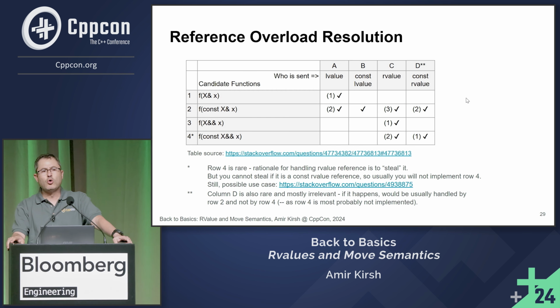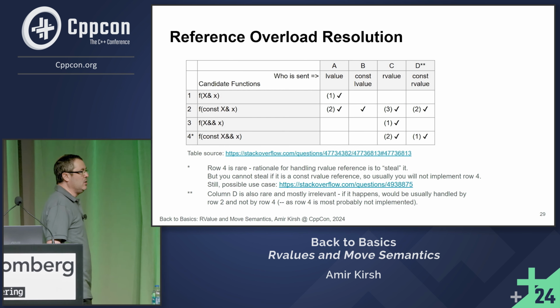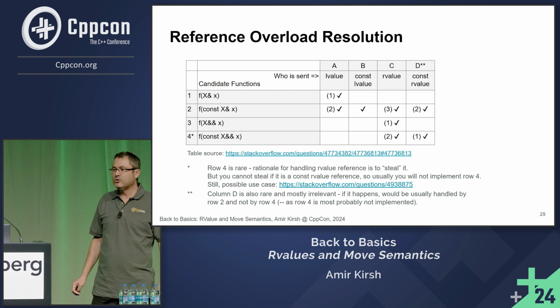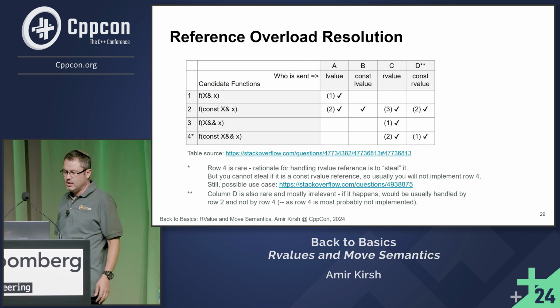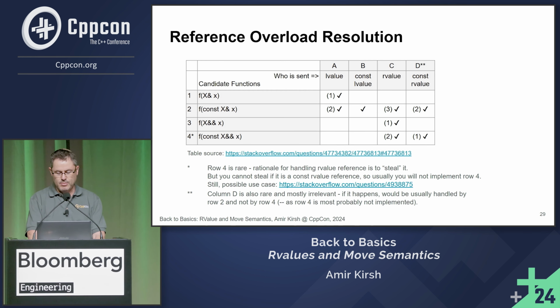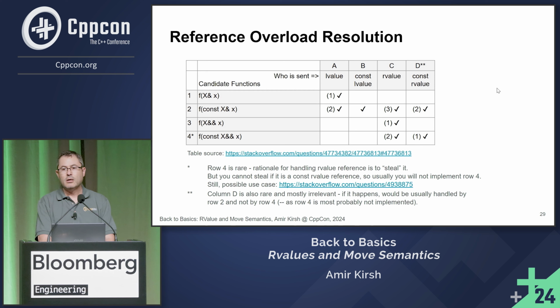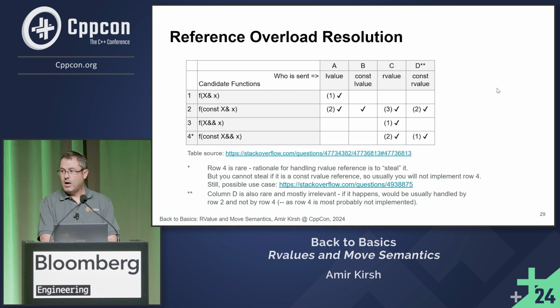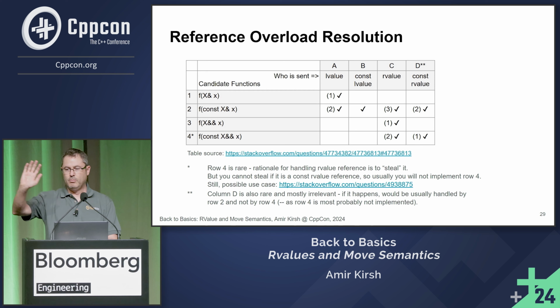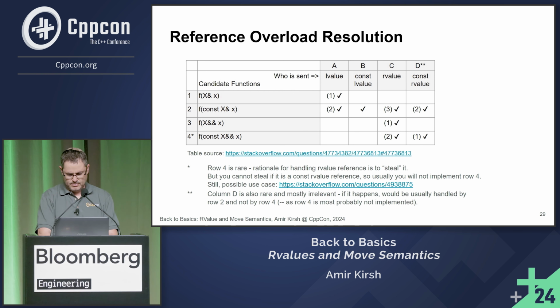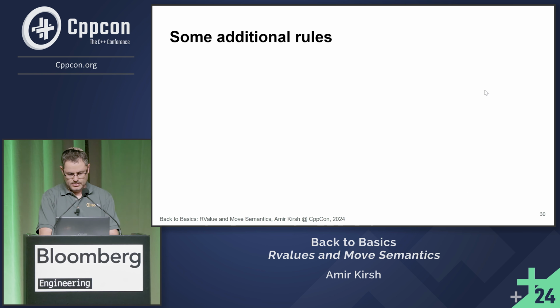I mean, usually we control the creation of Rvalues. And we will try to avoid creation of Rvalues which are const. But if you're const, you will not be able to go to row number 3. This is quite real. By the way, this table is taken from Stack Overflow. You can find it there. I will post the slides, and you can see the link.